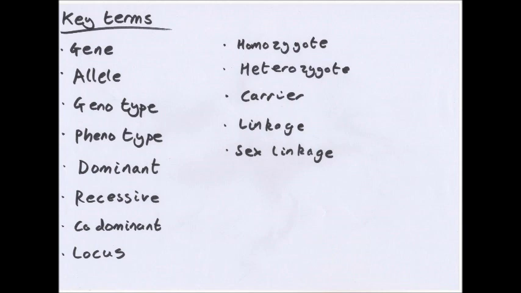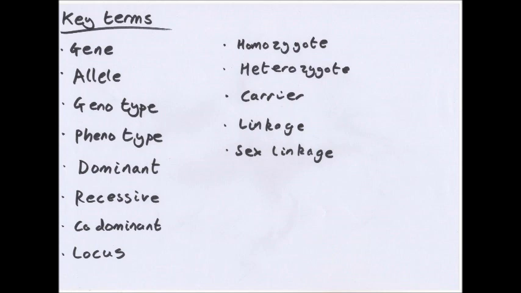Gene: a sequence of bases on a DNA molecule that codes for a protein. Allele: a different version of the same gene. Genotype: the alleles an organism has. So for example, if you're writing it down for eye colour, big B is dominant, little b is recessive. That's a genotype, big B, little b. Phenotype: the characteristics the alleles produce. So in that case, big B, little b, you'd have brown eyes.